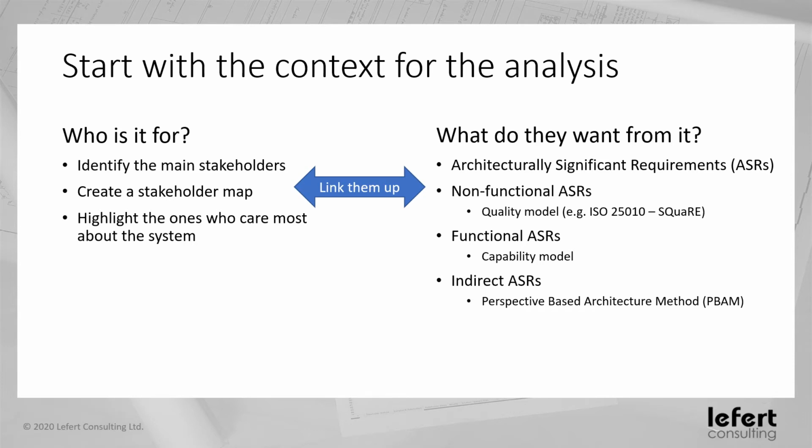So now we have a good view of the direct ASRs, but what about the indirect ones? Perspective-based architecture method, or PBAM, adds perspectives such as IT and business environments and trends, and the structure it introduces can help you to complete the picture of architecturally significant requirements.